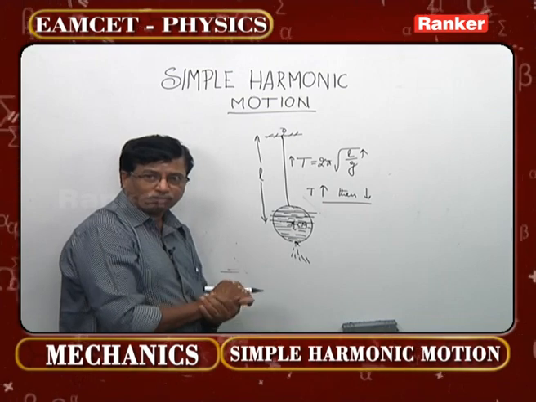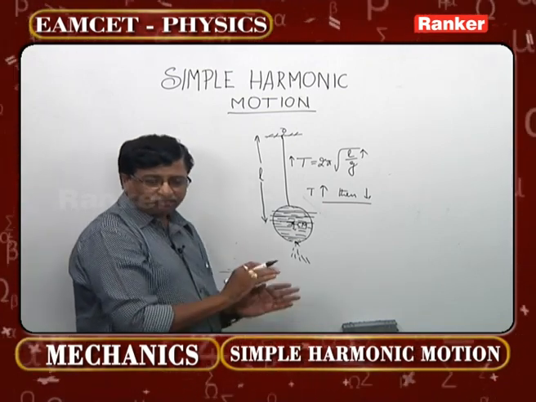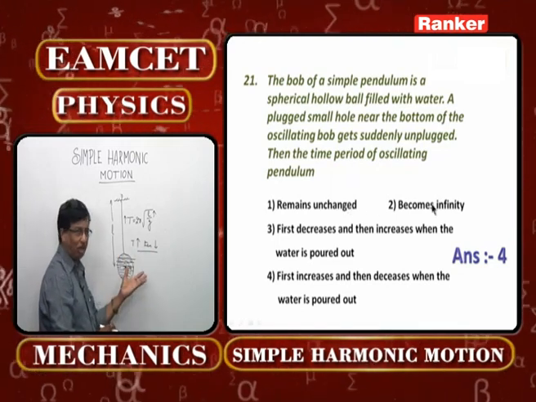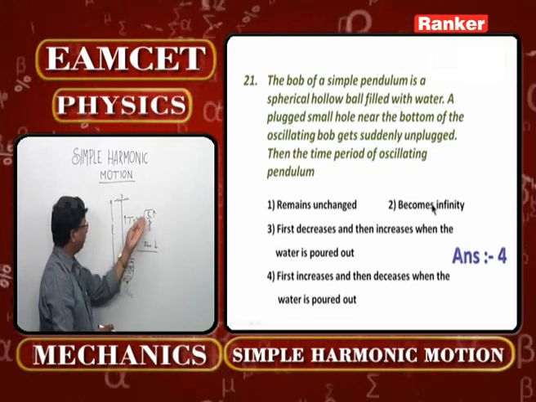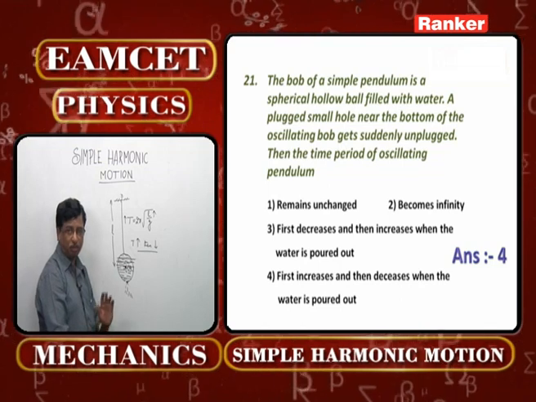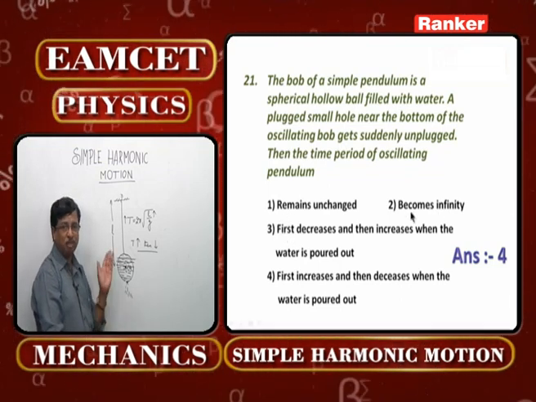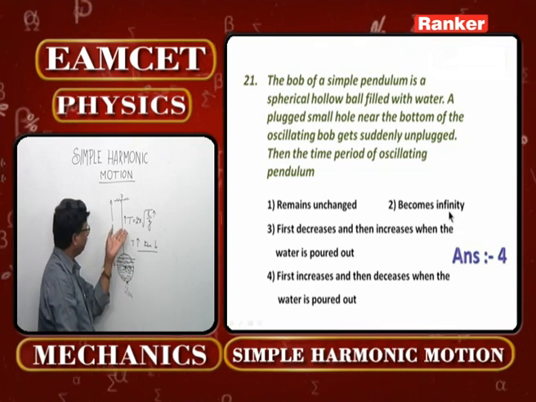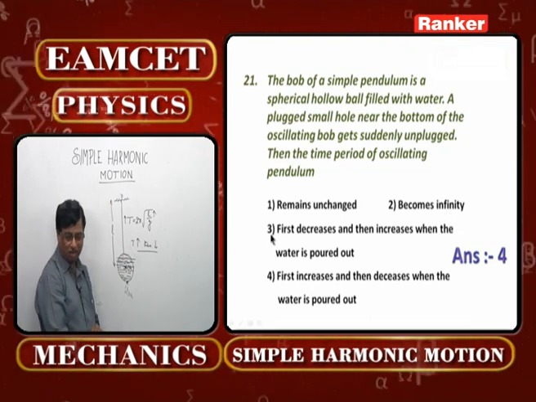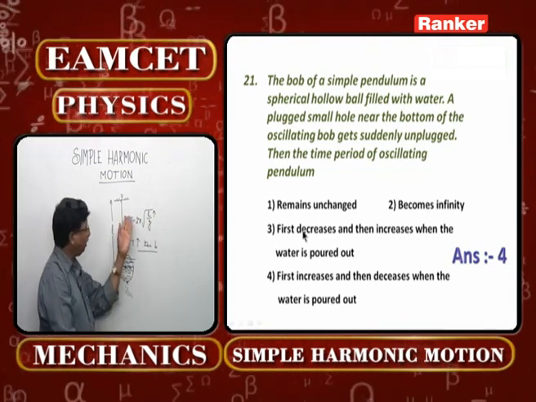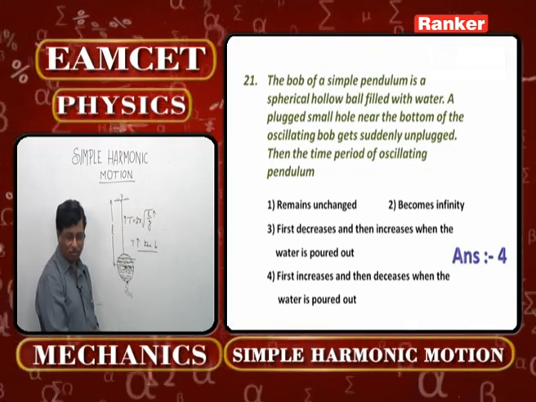So if you look at those four options carefully, the first option, remains unchanged, does not arise at all because length is a variable. When length is a variable, automatically the time period is supposed to vary, there is no other way. The second option becomes infinity. That is possible only if the system is in space where g is totally absent, or g is 0, then only the time period becomes infinity, otherwise it's not possible.